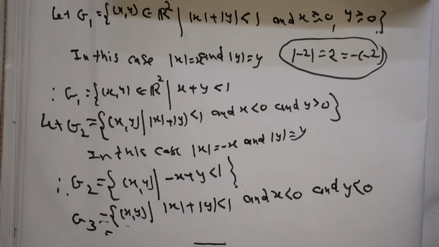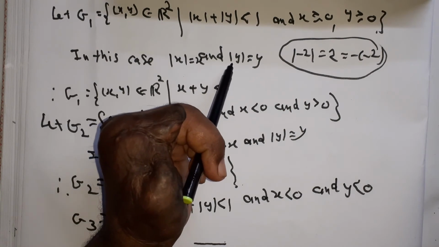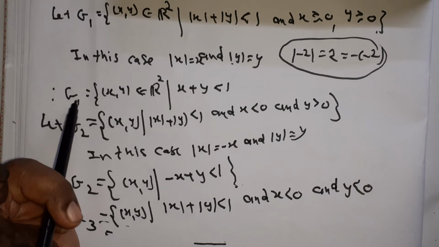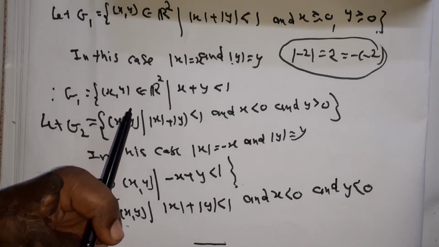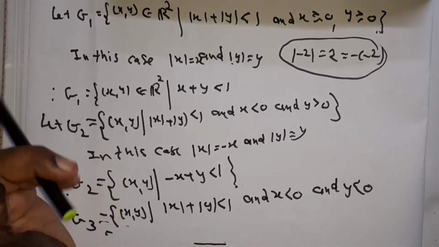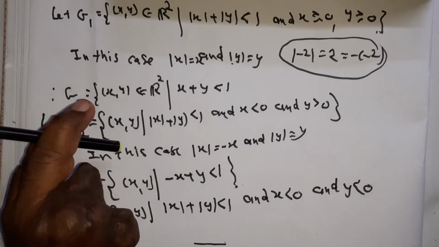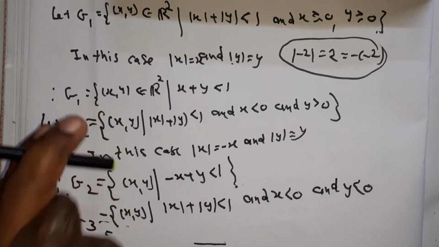In this case, if x is greater than or equal to 0, mod of x is equal to x, and y is greater than or equal to 0, mod of y is equal to y. Therefore, G1 is the set of x comma y belong to R2 such that x plus y is less than 1. Now this is an infinite region bounded by the line x plus y is equal to 1 and containing the origin.